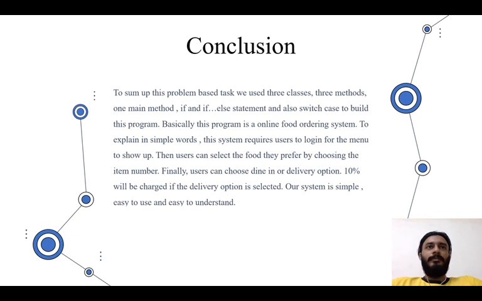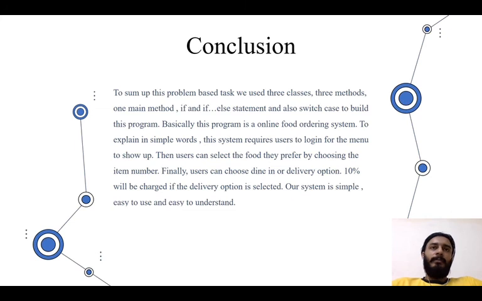So for conclusion, to sum up this problem-based task, we use 3 classes, 3 methods, 1 main method, if and if-else statement, and also switch cases. So we use 2 switch cases to build this program. Basically, this program is an online food ordering system.